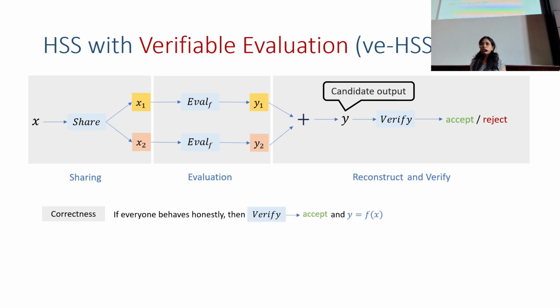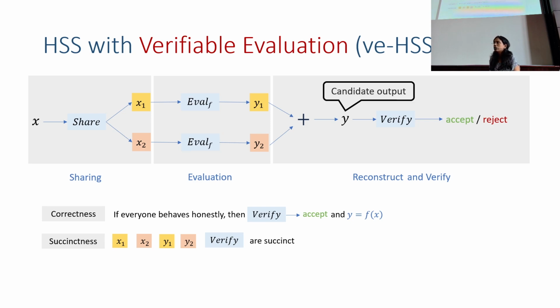Similar to HSS, HSS with verifiable evaluation also needs to satisfy correctness, which in this setting means that if everybody behaved honestly, then the verification algorithm outputs accept, and the candidate output is indeed equal to the correct evaluation of the function f on the original secret shared input. Again, we also need succinctness in this notion, which here, in addition to requiring succinctness of input and output shares, requires that the verification algorithm should also be succinct in that it should run in time smaller than the size of the function that was evaluated.